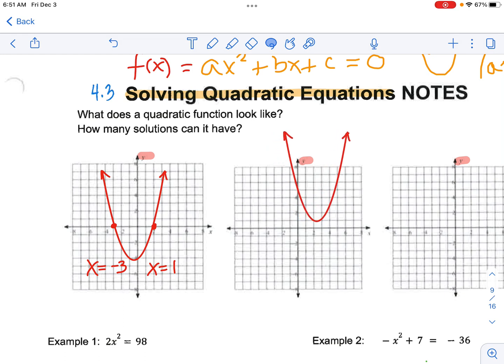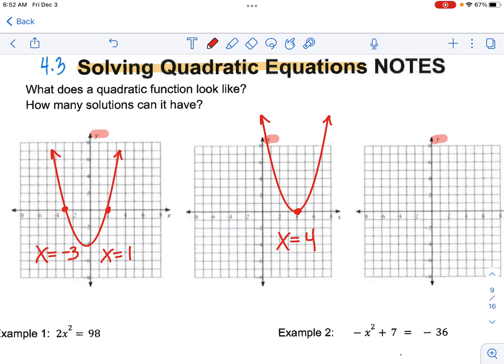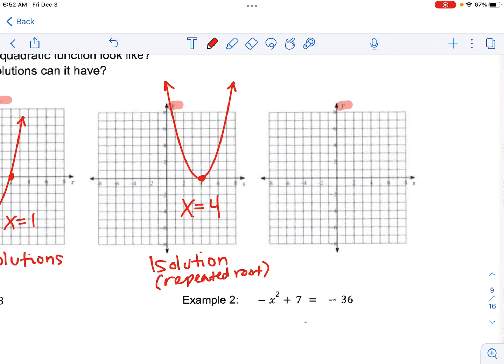But if we start putting it up here in quadrants 1 and 2, we could get it so that it just touches the x-axis in one location, like that. In which case, the only point of contact, so to speak, is right here. Let's call that x equals 4. And so we have one solution in this situation. We have 2 solutions here. And this one solution scenario we call a repeated root. Okay.